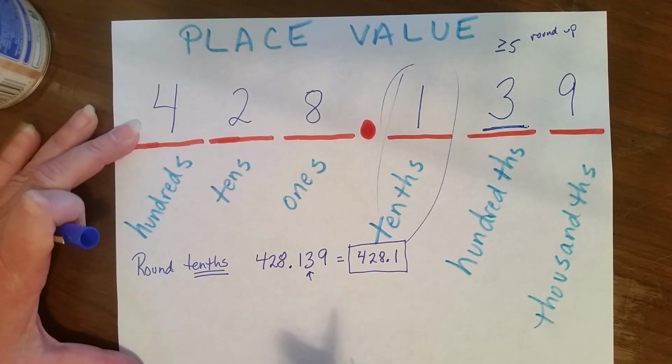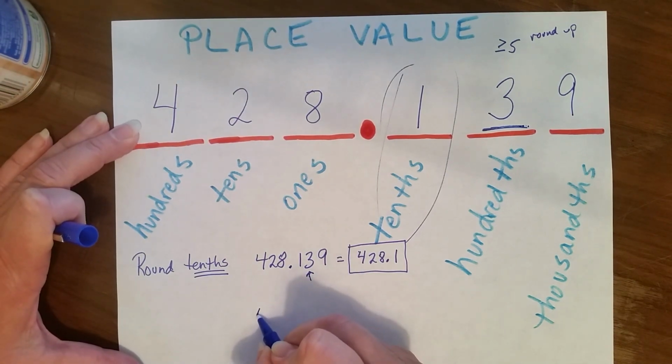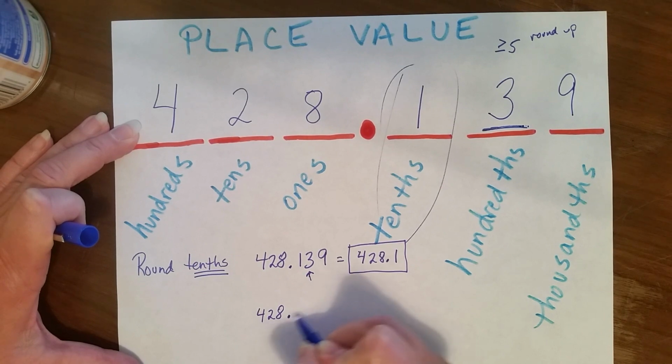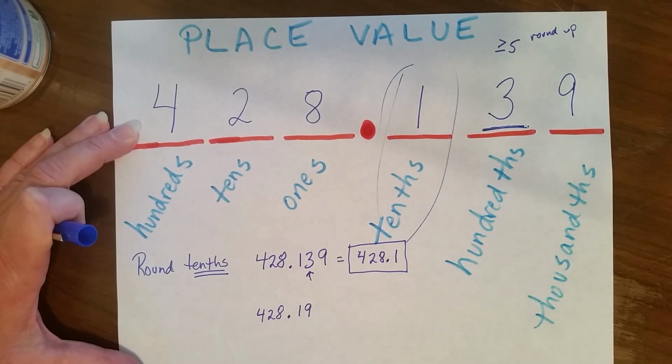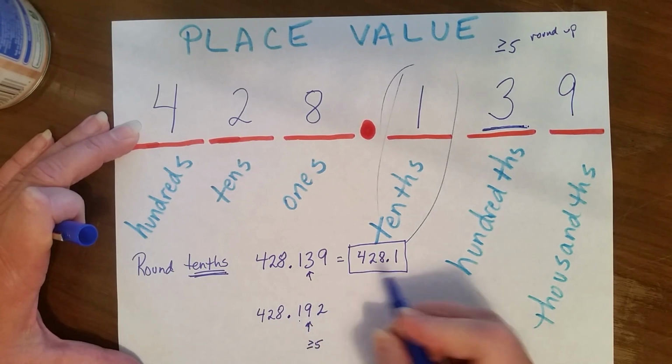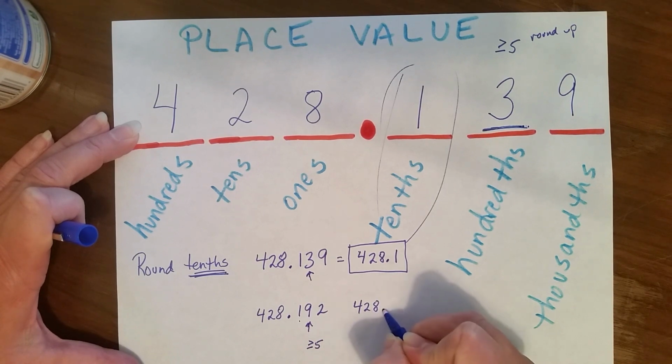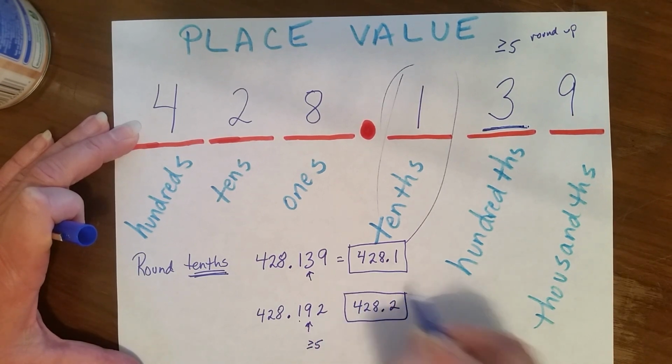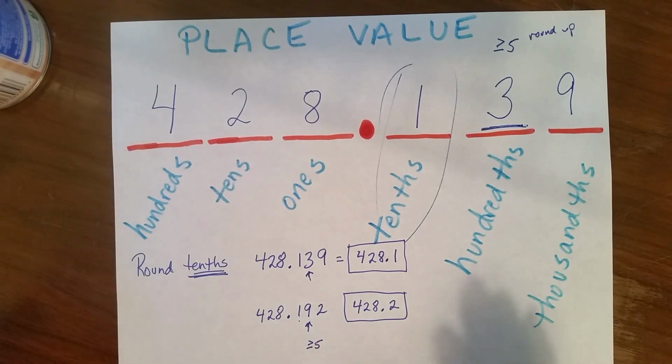Okay? Now on the other hand, if I had a number like 428.19 something, doesn't matter, 192. We don't care what this number is. We're only looking at the number to the right of the tenths because we're rounding to the nearest tenths. So I look at the 9. The 9 is greater than or equal to 5. So I'm going to round this number up. So I'm going to make this 428.2. Okay, I know you all know how to do that. I just wanted to do a quick refresh of that.